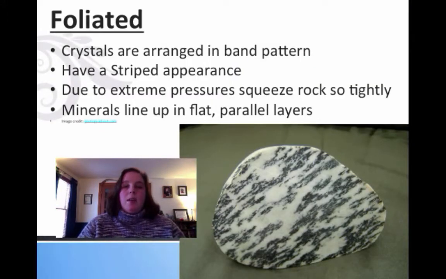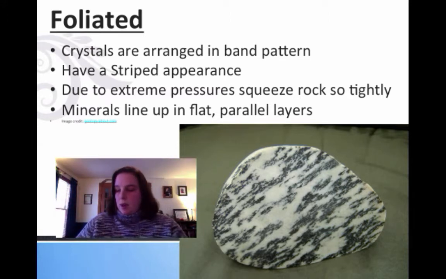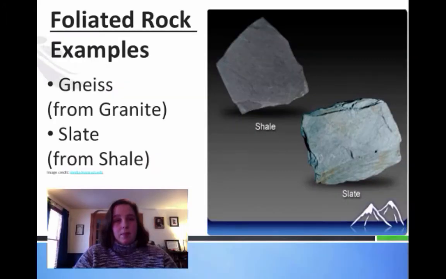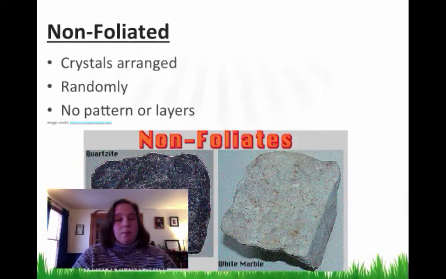Well, foliated are crystals that are arranged in a band or pattern. I don't know if you can see this one here. They have a striped appearance. They can look like the zebra rock down here. And due to extreme pressures that squeeze the rock so tightly, the minerals will actually line up in flat parallel layers. And you'll actually be able to see these right on the rocks. Examples or names of some foliated rocks include gneiss, and this is made from granite. You don't say the G, it's just gneiss. And then slate from shale.